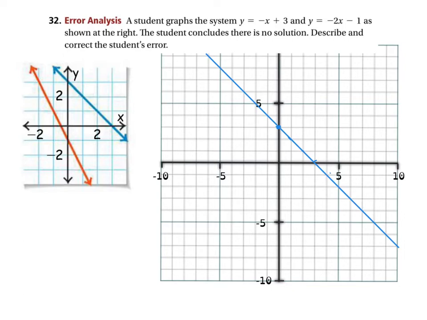We've got a negative 1 intercept and a slope of negative 2. So drop negative 2, run 1, and go again in the other direction, the same thing. And you can actually see that they're going to cross right there.